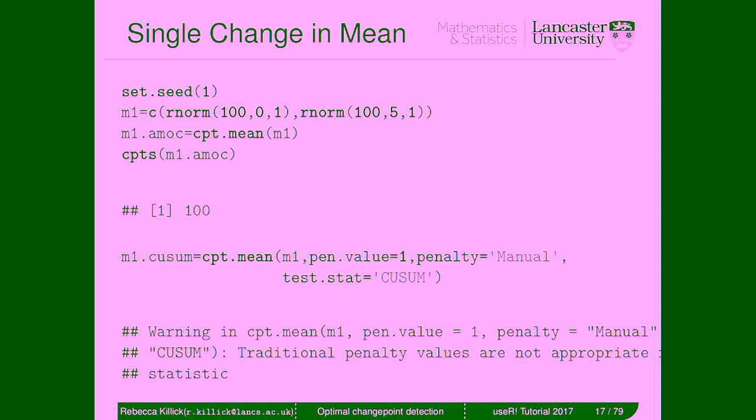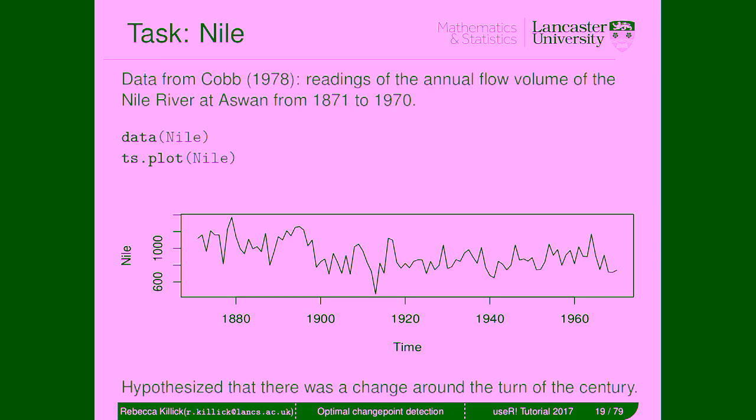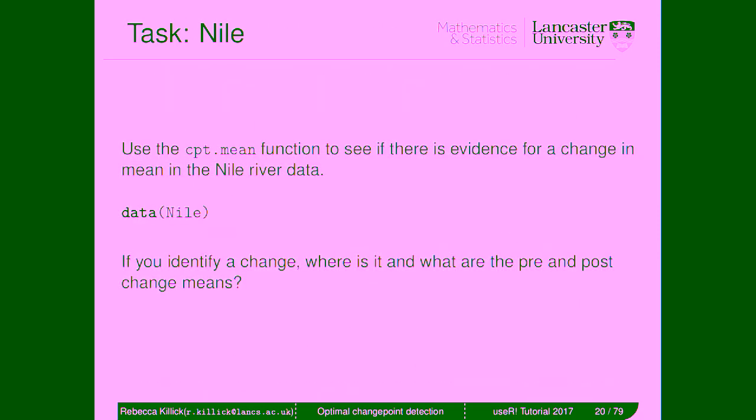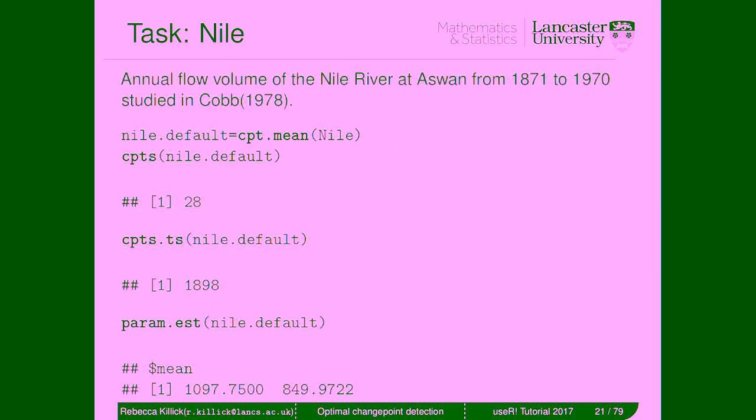Okay, so hopefully you've had enough time to type that code in. If not, I'll encourage you to do it later. So just to show you how I would have done this: if I'm using the default values, I'd just do cpt.mean on Nile.